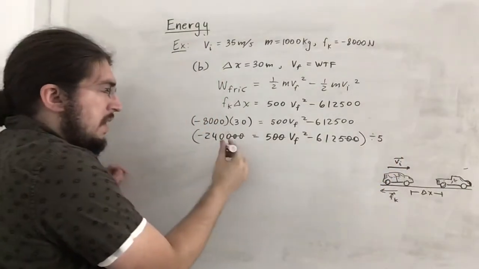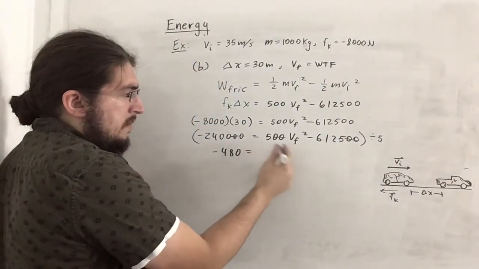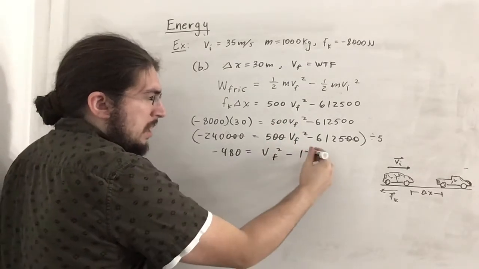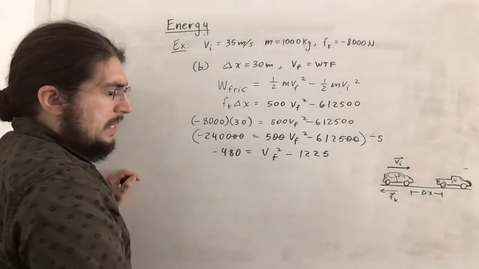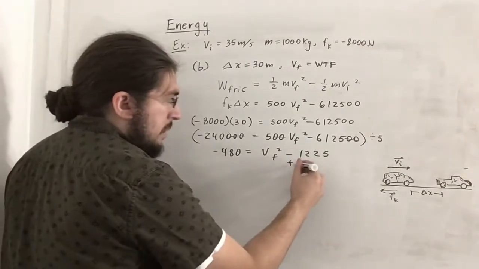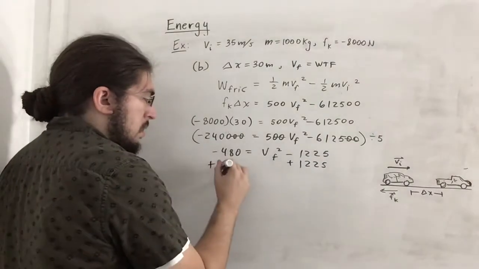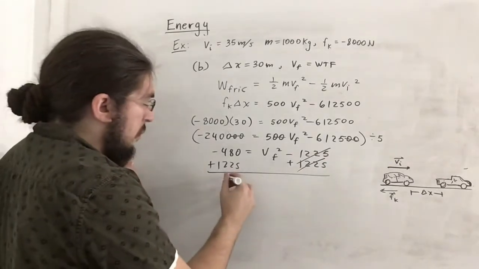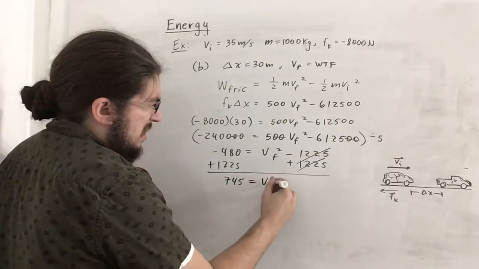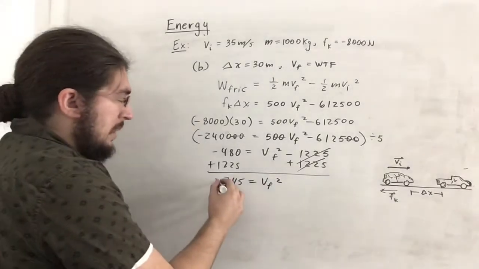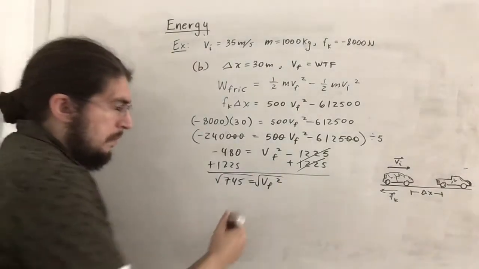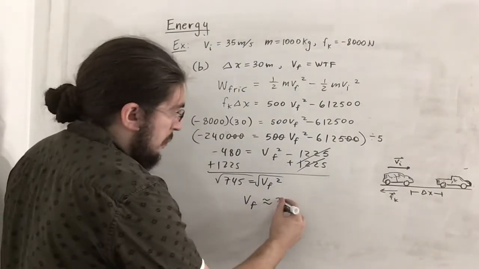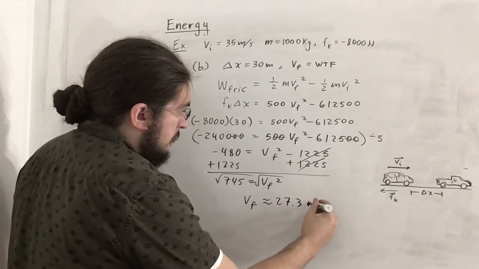If you divide this by 5, it should be negative 480. If you divide that by 5, the 5's gone. If you divide this by 5, I believe you get 1225, looks like. And then adding this to the other side gives you, I believe, I got 745. And then finally, if you square root both sides to get VF by itself, of course it's going to be the positive value. It's going to be approximately, I'm getting 27.3 meters per second. Awesome.